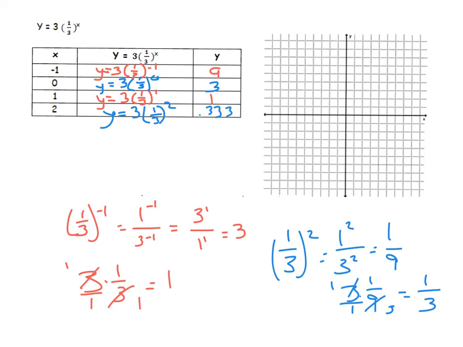And now we're going to plot our points. All right, so the first point is -1, 9. So -1, 9 is here. Our next point is 0, 3. 0, 3 is right here. And 1, 1 is right here. And lastly, we have 2, 0.333, which is 1/3 of the way up to 1, which is right about there.